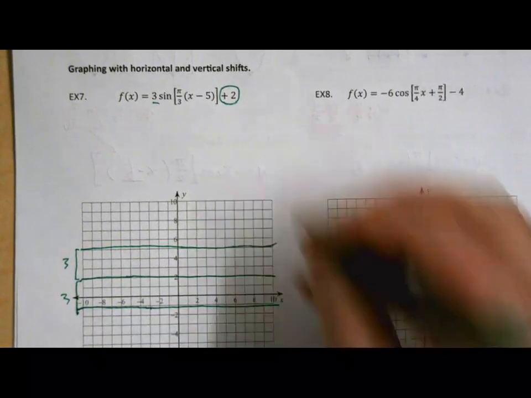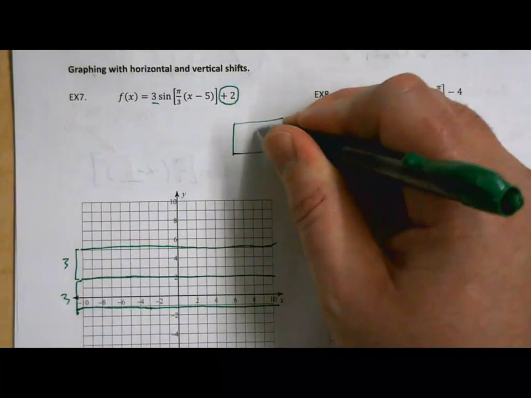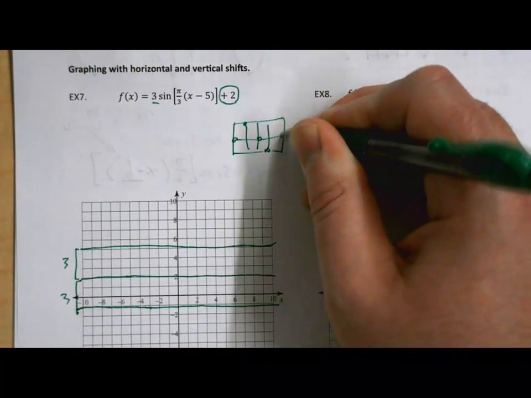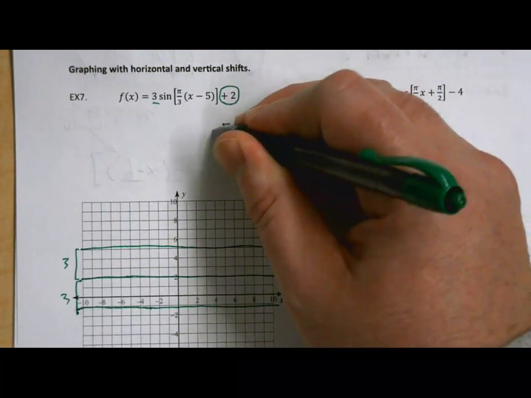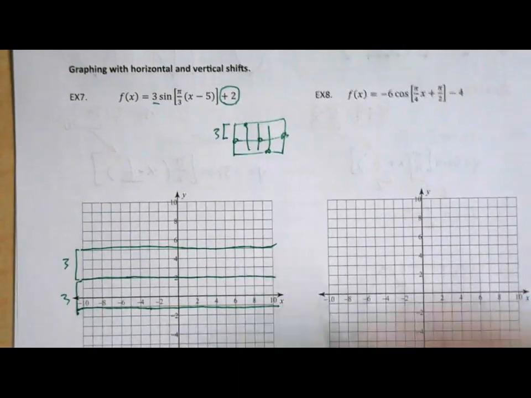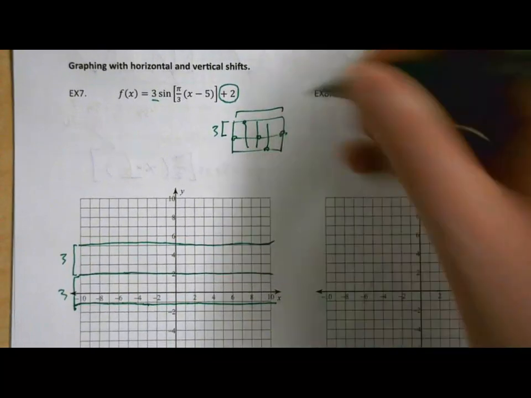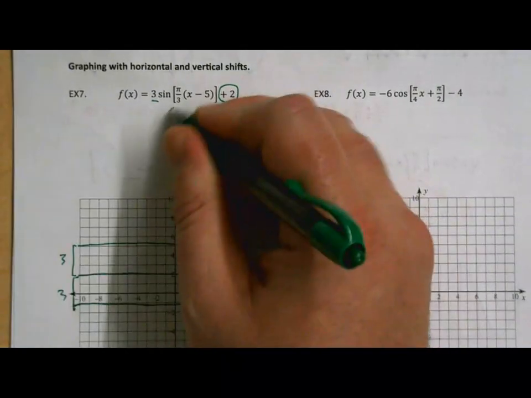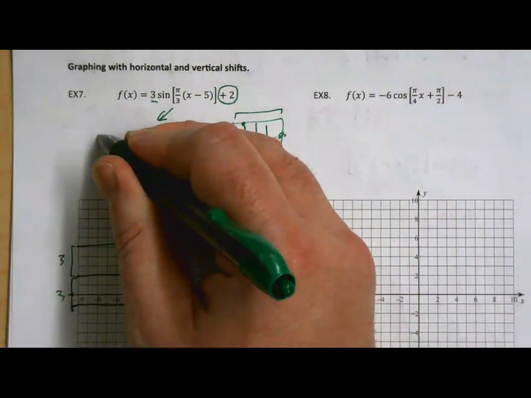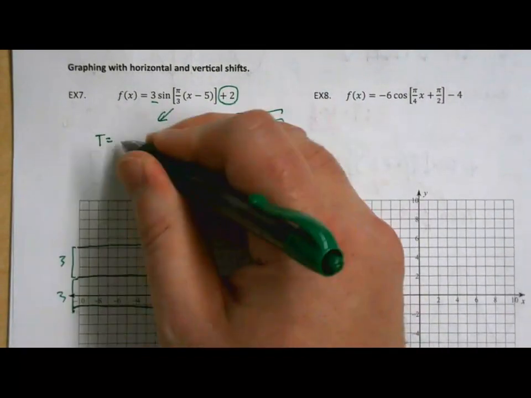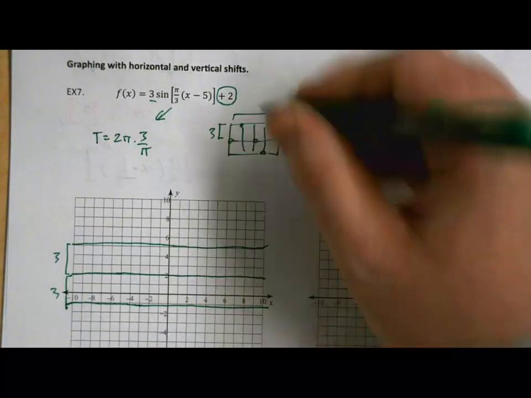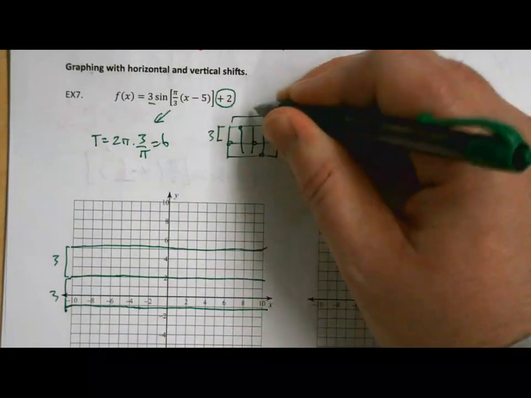All right, so I'm going to sketch my positive sine. We know it's going to go up by 3 and down by 3. We already got that. My really key piece of information is how wide is it going to be? What's the period? That's omega. Period is 2 pi times the reciprocal of that, aka 6.